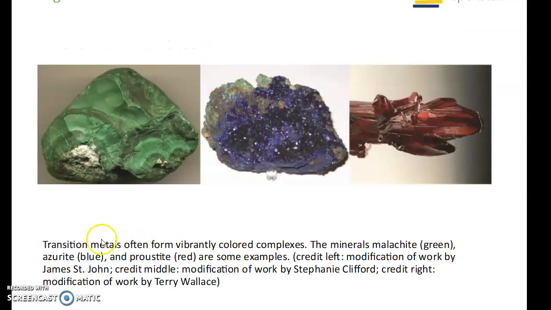The transition metals form very vibrantly colored complexes. You've got the green malachite, the azurite, and the prostite, right? And all of these have different types of metals that they are complexed with. It's a whole course in and of itself just to say, okay, where do I find these? How do I extract the metals from them? Or do I just polish them up and give them to my girlfriend?